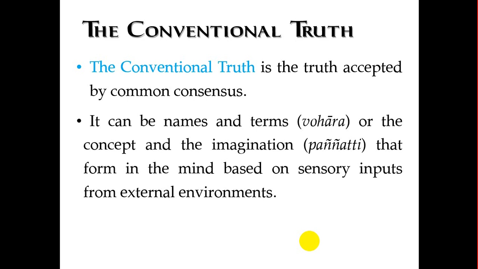It can be names or terms, concepts, or imagination that form in the mind. When you hear something, a concept arises in your mind. When I say "elephant", the point is about ultimate reality. The name "elephant" is just a concept, but in your mind you picture the animal, a very big animal. That is a concept; it doesn't exist in reality. The elephant is also composed of mind and matter, only mental and material phenomena. That is ultimate reality. The name and the concept in your mind are conventional truth.